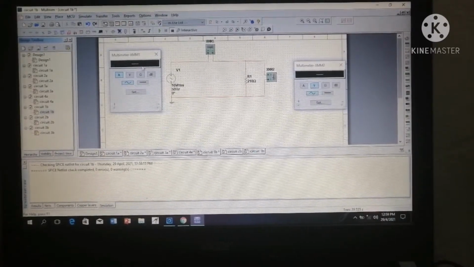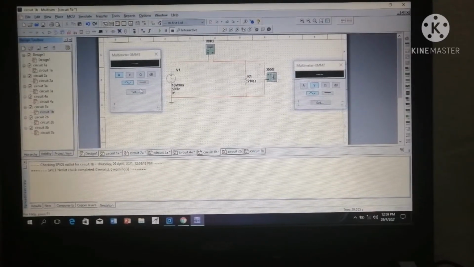For the multimeter, if we want to measure AC, we need to use this symbol on the multimeter. Before this we used the other symbol because of DC measurement, but now we use AC measurement. So run the simulation, and the value of the current is 47.9619 milliampere, and for the voltage we got 10 volt.